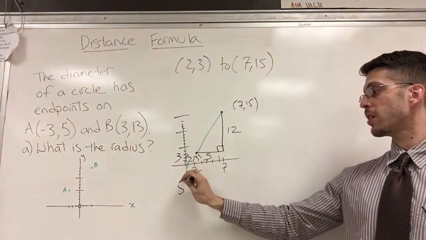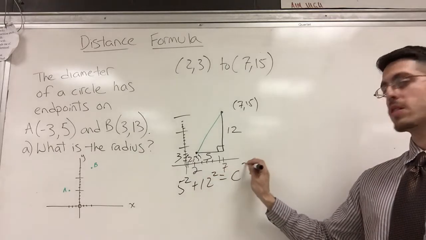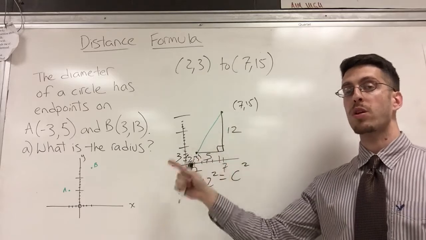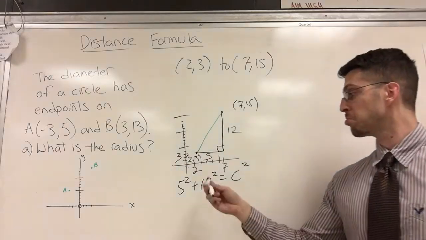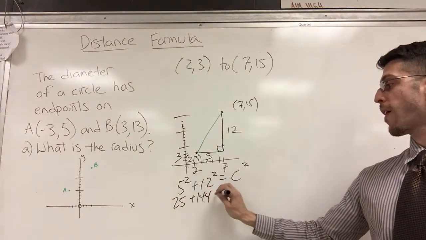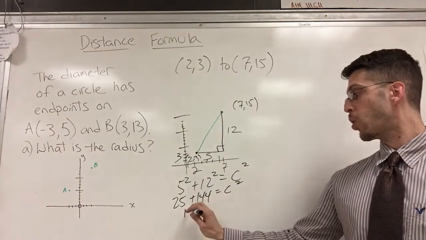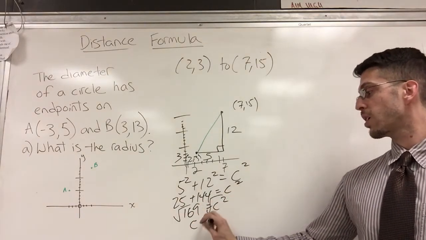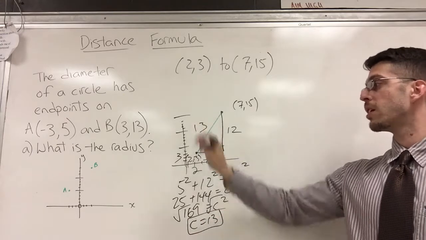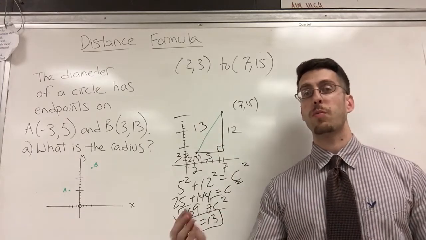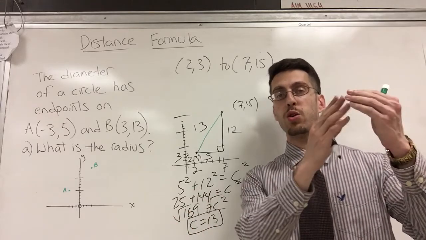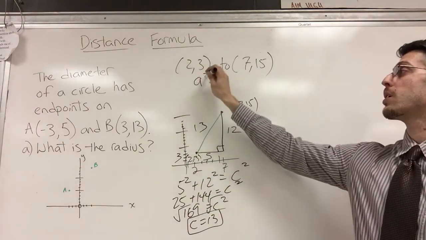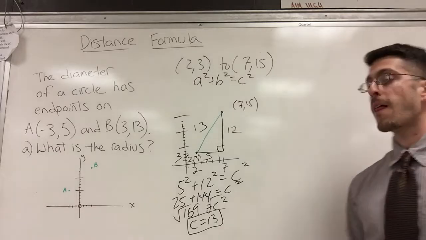Now I'm going to do my a squared plus my b squared equals c squared. That's going to give me the direct distance, because we don't have time to go across and up. I want the direct distance, the length. So, what's that? 25 plus 144 equals c squared. 169 equals c squared. Take the square root of both sides, and c equals 13. And that's how you find one point to another point. You plot it, you create a right triangle, and you use your Pythagorean theorem. a squared plus b squared equals c squared.